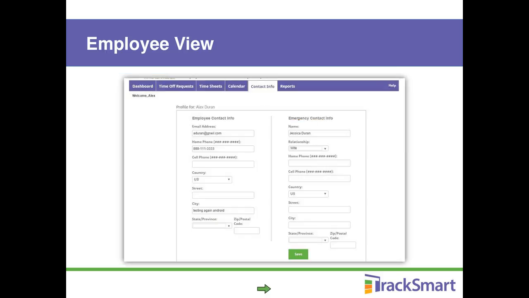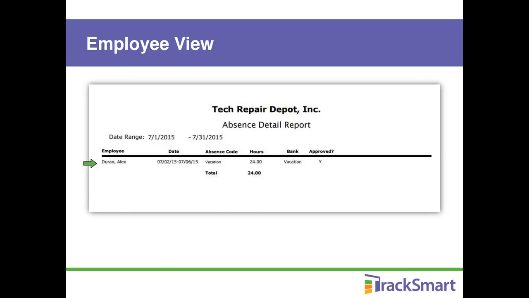Employees can update their contact information and emergency contact information as well under the Contact Info page. This automatically updates your administrator account, so you'll be in sync. Your employees can also run reports on their own absence history if they need to, and that's under the Reports tab. Here's what an employee's absence report might look like. It summarizes the absences that the employee has taken for the requested time frame.